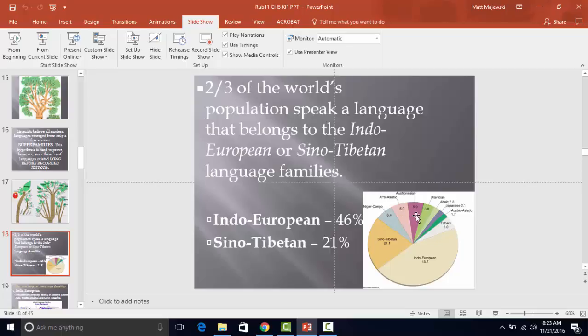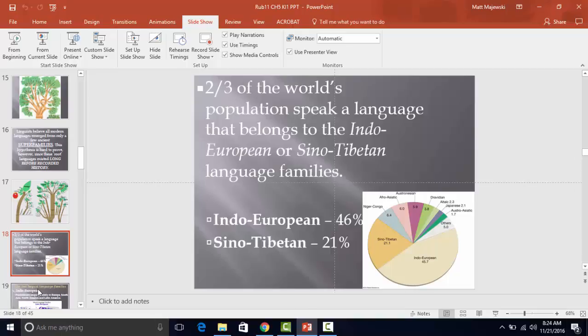Austronesian is really the languages, I guess you could say, of Southeast Asia, the islands of Southeast Asia, for instance, Indonesia. Dravidian is a language that's spoken in India. It's a minority language there. Altaic is the languages that are spoken in Central Asia, for instance, the Stan countries. Japanese, there you go. Austroasiatic as well is spoken primarily in Southeast Asia. And then, of course, we have others that are not listed there.